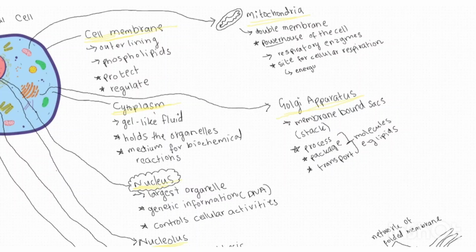Site for cellular respiration, again, it gives energy to the cell, and energy is released in the form of ATP, adenosine triphosphate. Let me just write that down for A level and foundation students. Adenosine triphosphate.